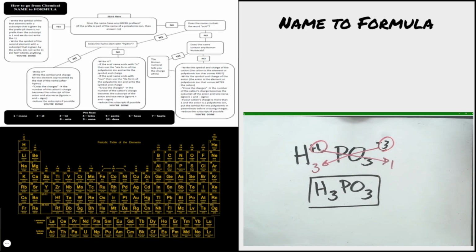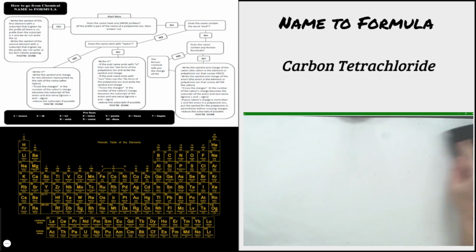Okay. Just a few more examples. Carbon tetrachloride. All right. So this time, does it have any prefixes? Well, tetra is one of these prefixes. So yes, we finally answered yes to this question. And notice there's only one box here. If you ever answer yes to this question, there's only one place to go. We're going to write the symbol of the first element with the subscript that's given by its prefix. If there is no prefix, then there is no subscript.